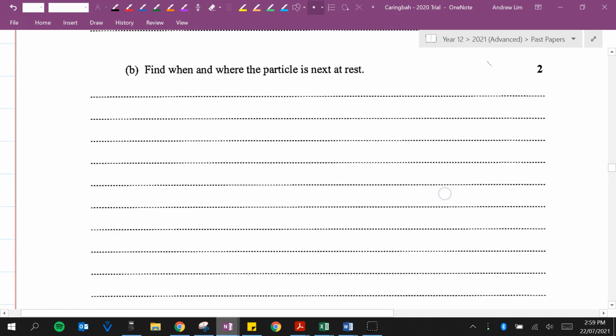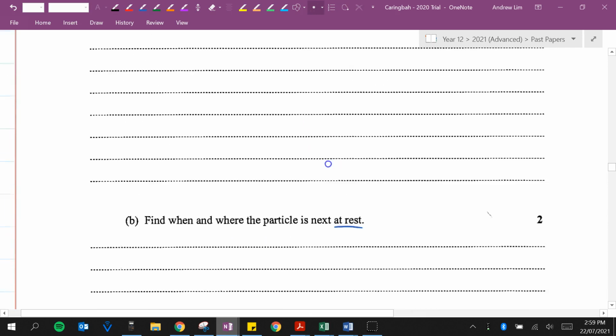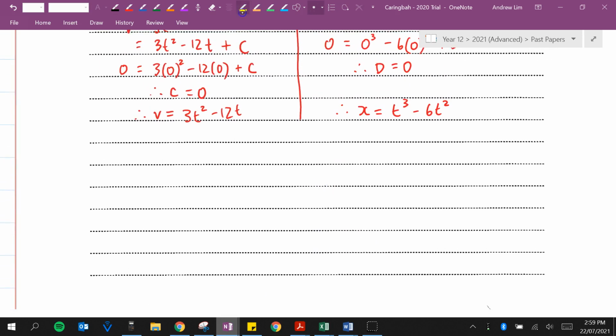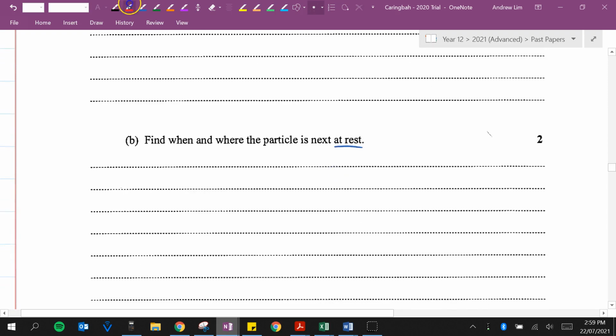Okay, part B, find when and where the particle is next at rest. So at rest means velocity is equal to 0. So what I'm going to do is make this equation, velocity is equal to 0, and I'm going to solve to work out what the times are when the velocity is 0. So at rest, let me use blue. At rest, when velocity is equal to 0.